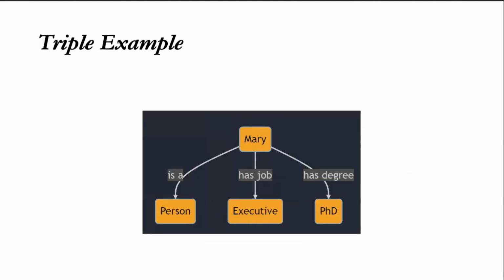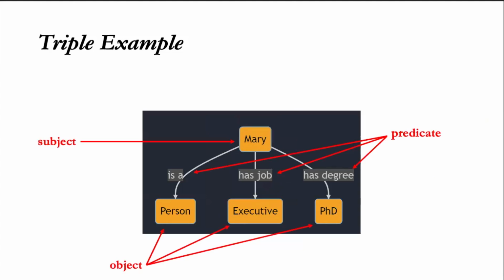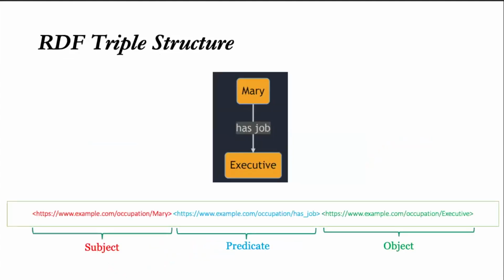Now you can have multiple of these, right? Subject, predicate, objects. It's totally fine. Mary, she's got a job, she's a person, has a degree. And also important to the structures that we represent in RDF are the subjects, predicates, and objects with unique identifiers. In this case, uniform resource identifier. And they often will start with something like HTTPS://, right? www. Here I just made up one, www.example.com, right?